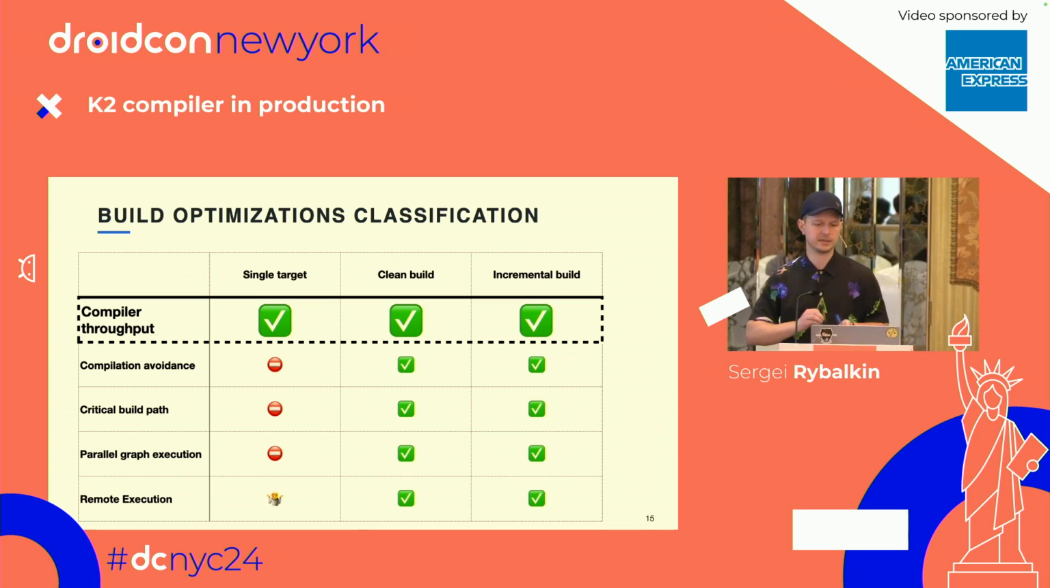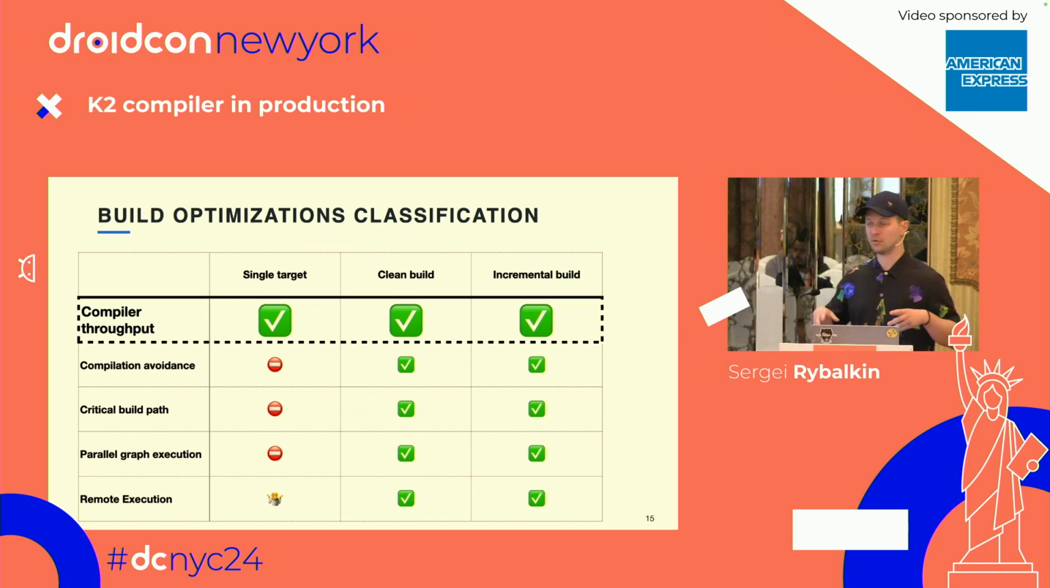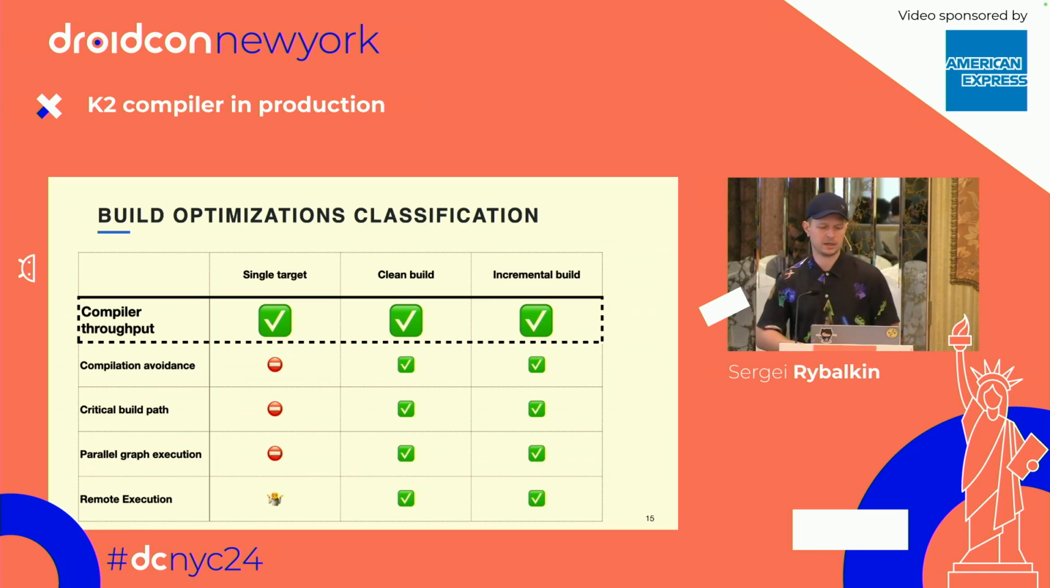So anyway, if you look at this classification, the only piece that impacts all the types of a build is the compiler throughput. So this is probably one of the biggest reasons why the team behind the Kotlin compiler decided that it's probably the big bet and the place to fulfill the compilation needs.